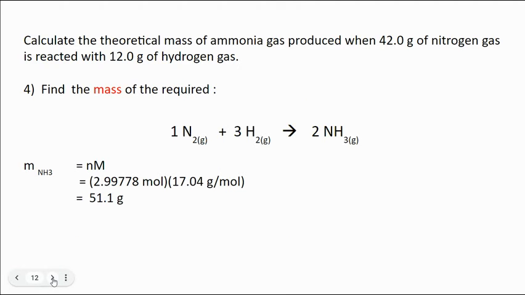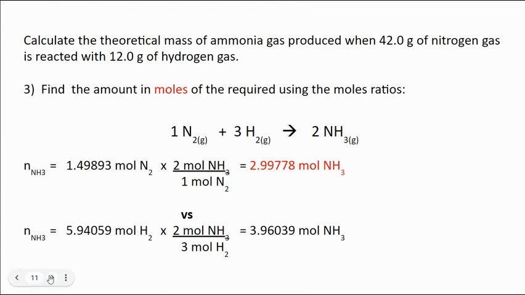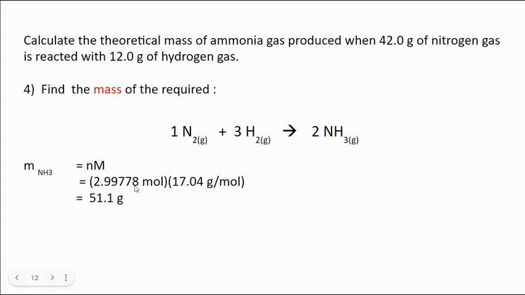Our last step, let's convert that ammonia from an amount in moles into a mass. So I'm going to use the same formula, moles, that was our moles of ammonia in red, times the molar mass of NH3. So 1 nitrogen, 14.01, plus 3.03 grams of hydrogen, and our final mass would be 51.1.